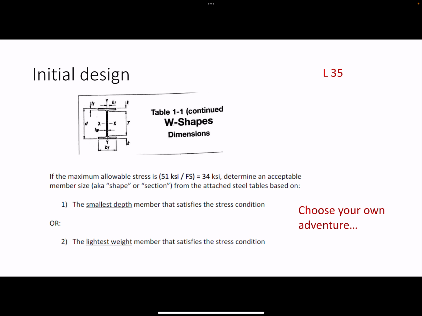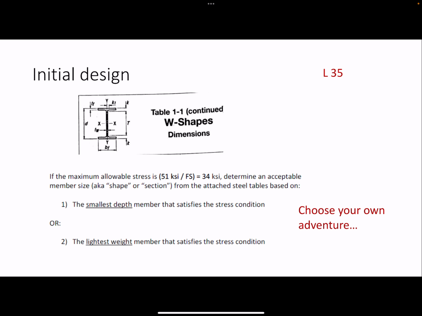From the attached steel tables, those are attached in your project document. And this is where you get to choose your own adventure. You can either target a smallest depth or a lightest weight goal. These two goals are both commonly used in design, but they are at odds with each other, because the more depth that you lose, the heavier the beam has to be in order to compensate for that loss of depth.